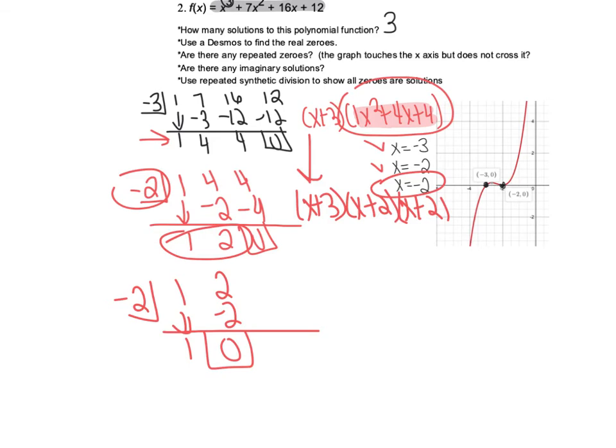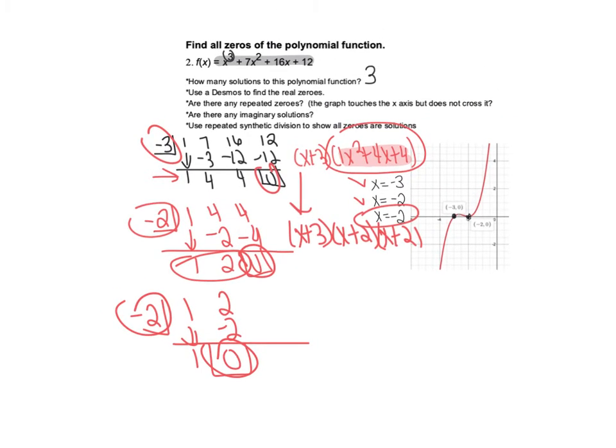So once we get all done, we showed that if we factored out -3, -2, and -2, we got zeros every single time, which means our three solutions are going to be -3, -2, and -2. Now, when we're actually going to be doing some solving, it's going to look a little bit different, but that's the idea that we are going to use moving forward.